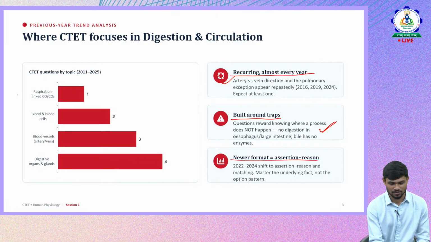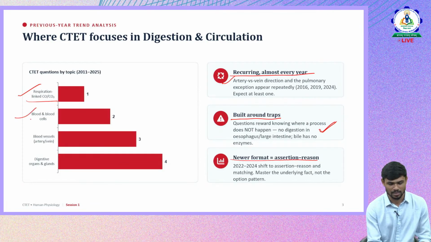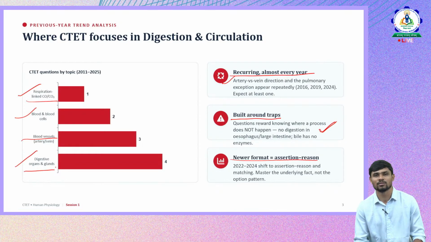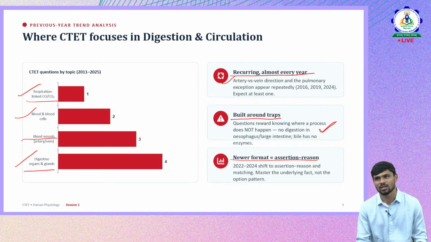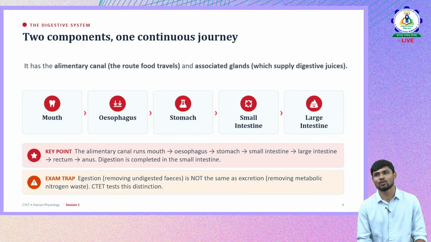Then respiration, how CO2 and O2 exchange happens. Then blood and blood vessels. Then digestive organs and glands. This is where the major focus was in previous year questions in CTET. So let us understand the different concepts which were repeatedly touched in CTET.